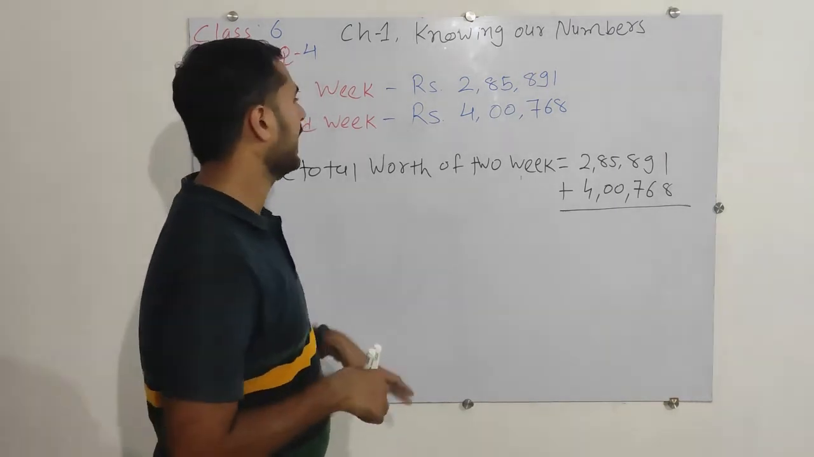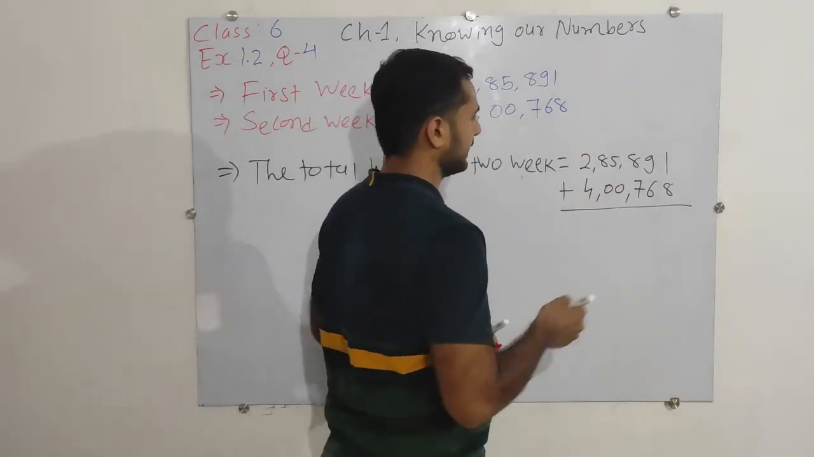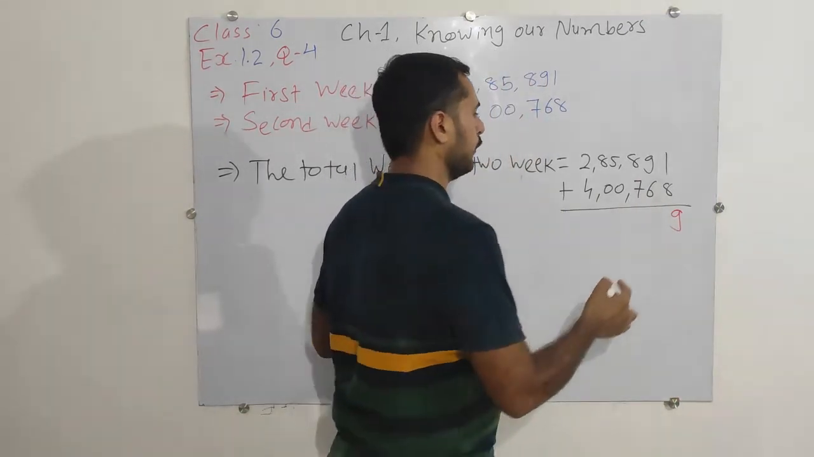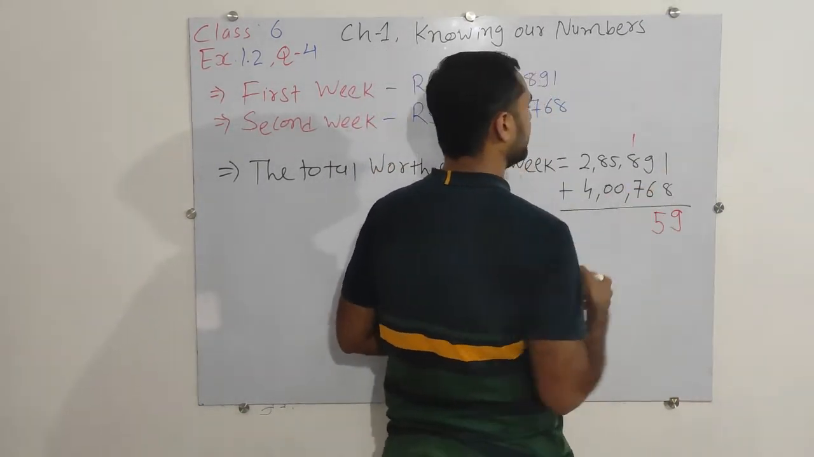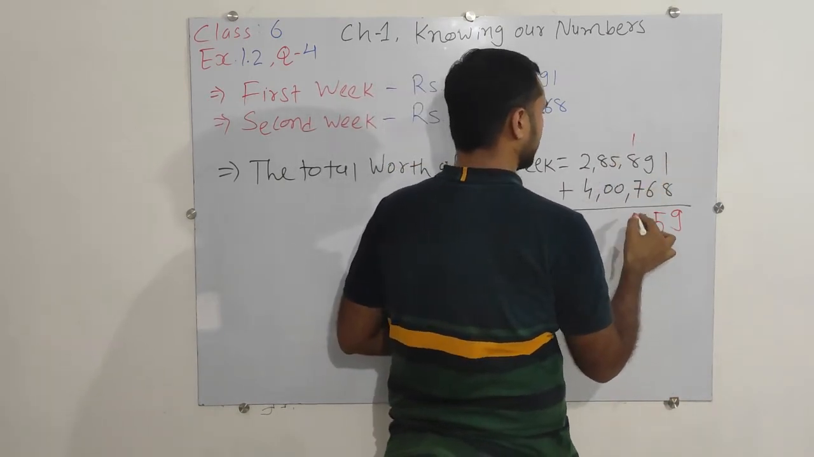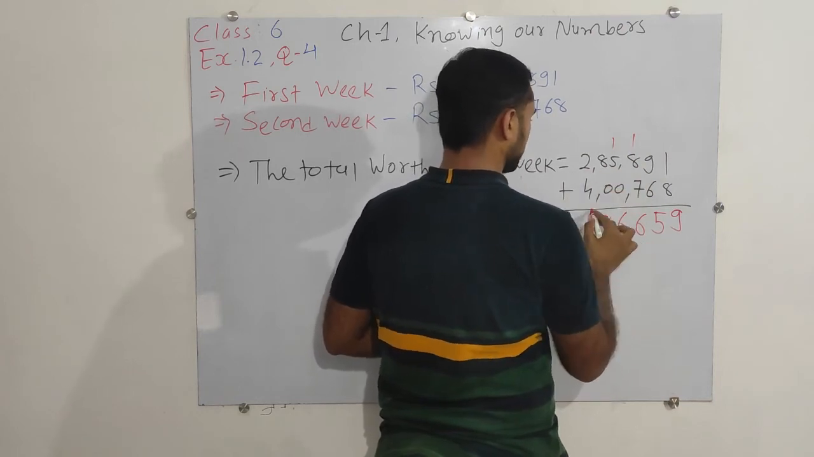Okay, that's correct. Now we will find the addition for this. 8 and 1, that's 9. 9 and 6, that is 15, so 5 here and 1 is the carry. 8 and 1, 9. 9 and 7, that is 16. Again, 1, 5 and 1, 6. Here, 8. 2 and 4, that is 6.